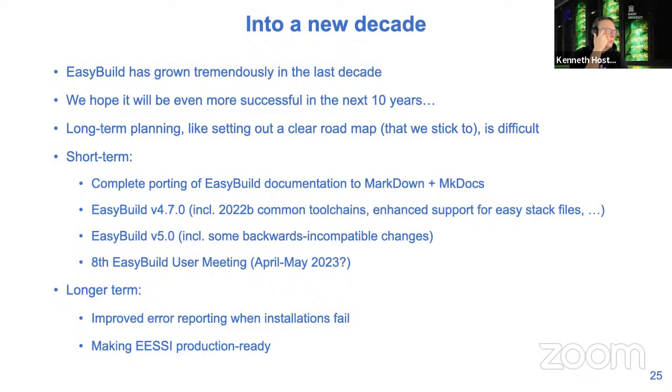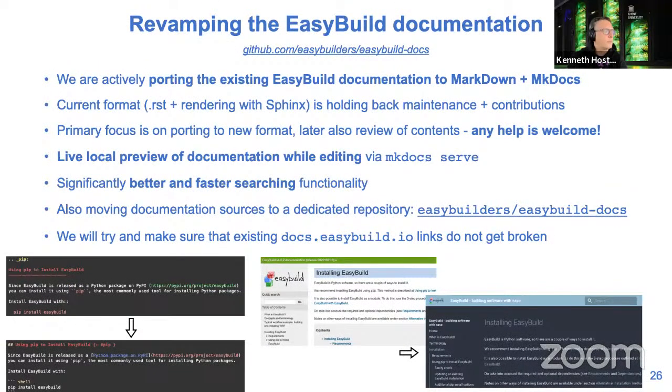And then another long-term project is making Easy production ready, and I'll explain a bit more about Easy as well. The first thing that we're currently very actively working on, and that's an effort that only started a couple of weeks ago, is improving the EasyBuild documentation. The main thing we're doing here is porting what we have currently, which is in restructured text and rendered with Sphinx, and moving this to Markdown and MKDocs.